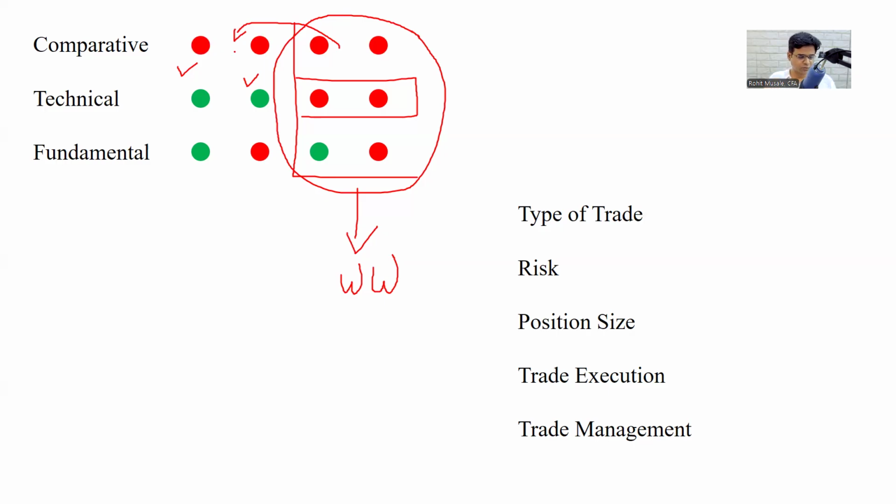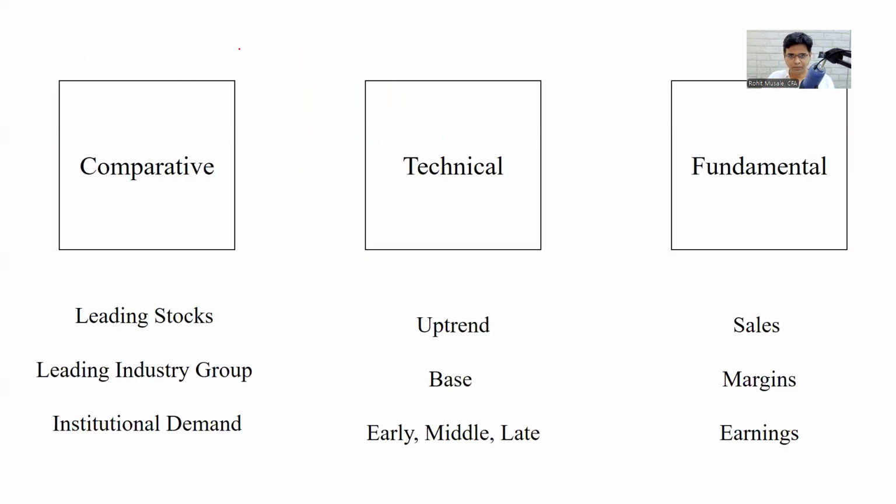Okay. So just to summarize, you have comparative strength, technical strength, fundamental strength. How do you determine that? You ask only 3 questions in each department. Don't ask yourself 10 questions because you are going to analyze hundreds of stocks per week. So just look at 3 factors and determine whether it is comparatively strong, technically strong, and fundamentally strong.